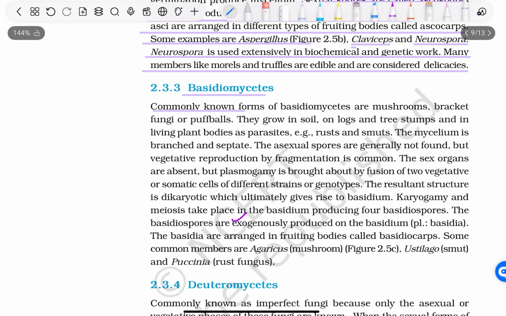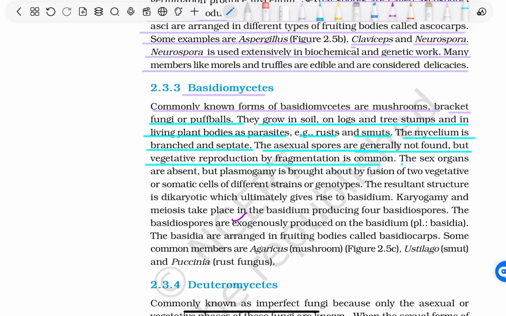Basidiomycetes. Commonly known forms of Basidiomycetes are mushrooms, bracket fungi or puffballs. They grow in soil, on logs and tree stumps, and in living plant bodies as parasites, for example rusts and smuts. The mycelium is branched and septate. The asexual spores are generally not found, but vegetative reproduction by fragmentation is common. The sex organs are absent, but plasmogamy is brought about by fusion of two vegetative or somatic cells of different strains or genotypes. The resultant structure is dikaryotic, which ultimately gives rise to the basidium.